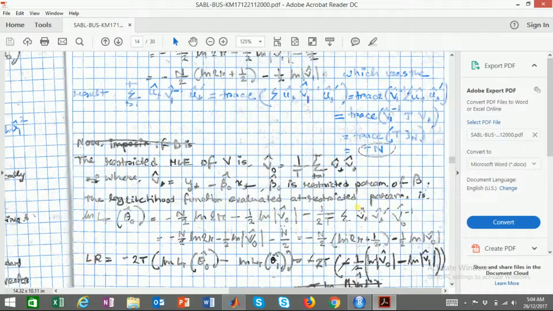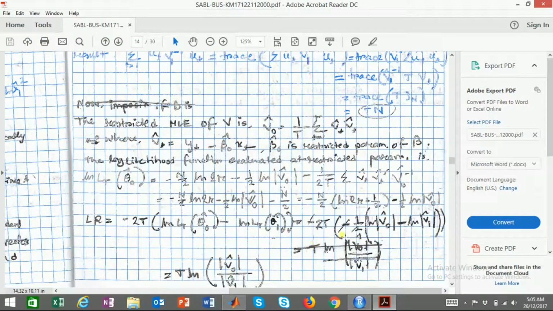Now previously we had ut equals yt minus beta 1 hat xt. Now we have beta naught hat xt. Beta naught is the restricted parameter of beta. Beta 1 was the unrestricted parameter of beta. The log likelihood function evaluated at the restricted parameter is n by 2 minus log beta naught minus 1 by 2t. Same as before, exactly the same equation.